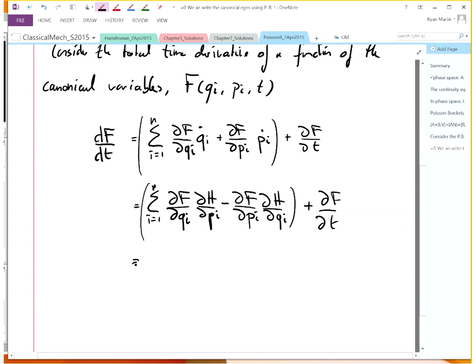Well, that sum looks awfully familiar now, hopefully. ∂F/∂qi times ∂H/∂pi minus ∂F/∂pi ∂H/∂qi. That is the Poisson bracket of F with the Hamiltonian. So I don't have to write the sum anymore. I'll just write that as a Poisson bracket plus ∂F/∂t.